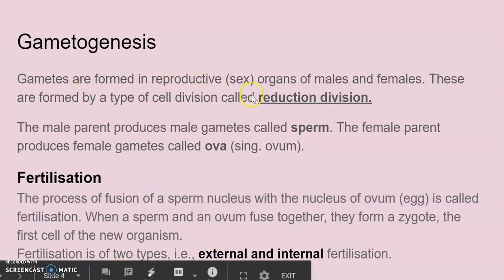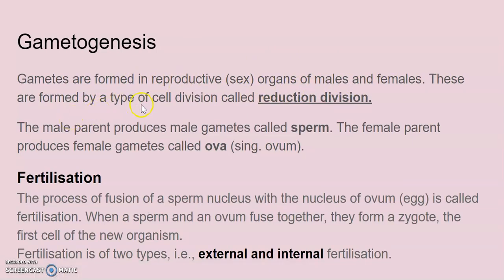Gametes are formed in reproductive organs of male and females. These are formed by the type of cell division called reduction division. जो gametes होते हैं, बच्चे वो तब बनते हैं जब किसी भी body के अंदर reproductive organs के अंदर special type of cell division होती है जिसे हम बोलते हैं reduction division.